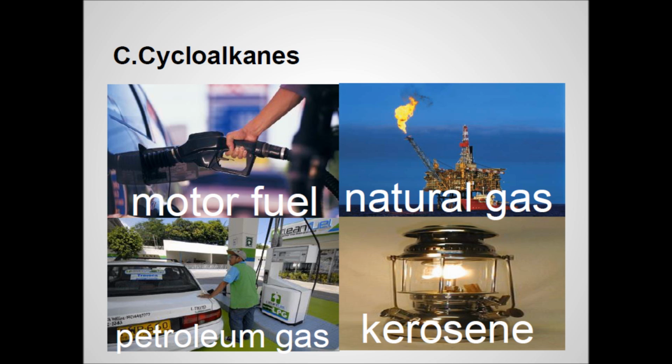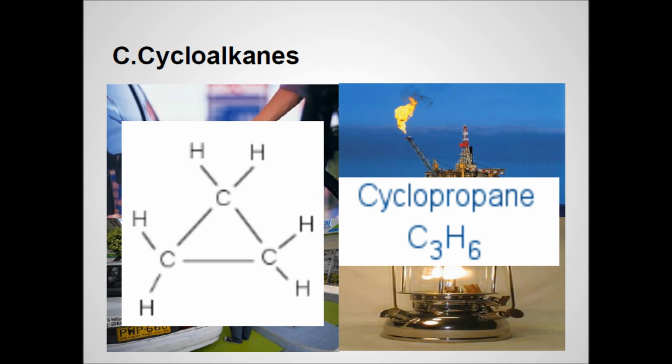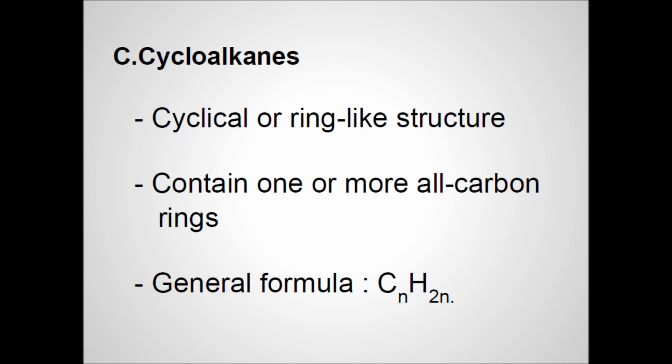Cycloalkanes are widely used in everyday life. Examples: motor fuel, natural gas, petroleum gas, and kerosene are examples of cyclopropane. Cyclopropane has 3 Cs and 6 Hs and looks like this. Alkanes that have a cyclical or ring-like structure are known as cycloalkanes.